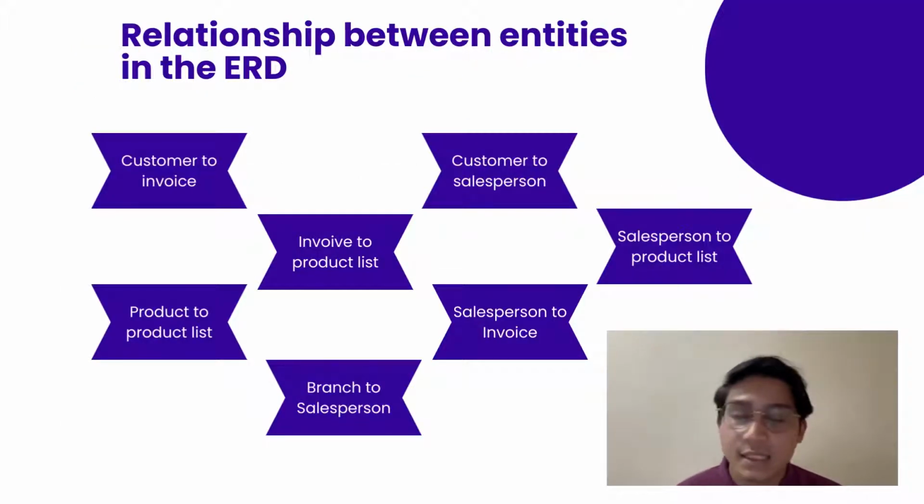Next is the relationship between entities in the ERD. The first one is customer to salesperson, and it is a one-to-one relationship, as one customer can buy from one salesperson only. And the other 6 are one-to-many relationships. They are customer to invoice, invoice to product list, product to product list, branch to salesperson, salesperson to invoice, and salesperson to product list. One example is branch to salesperson. For each branch, there are many salespersons that act as agents for the branch.